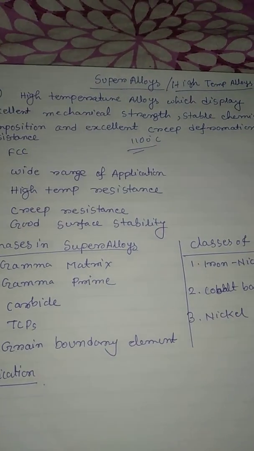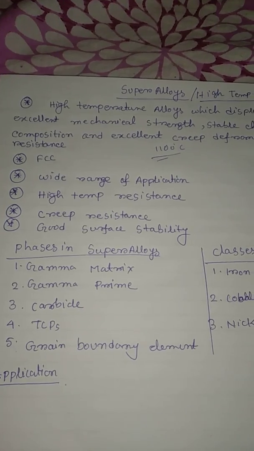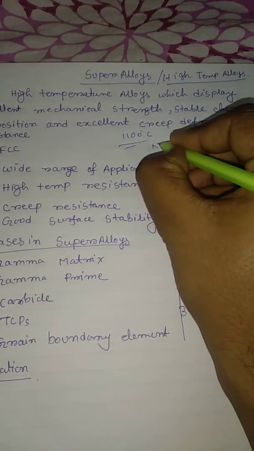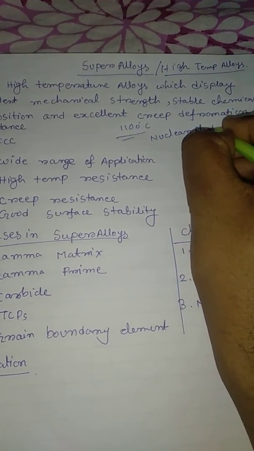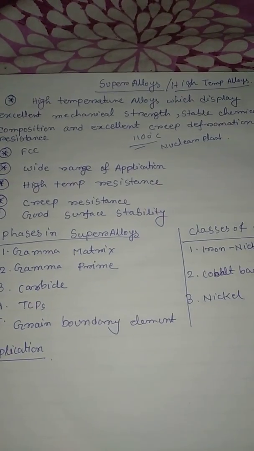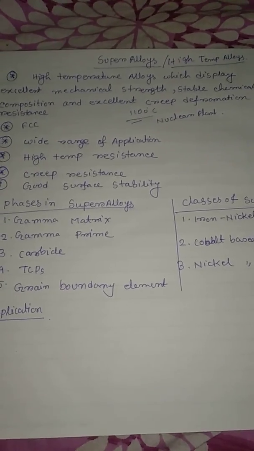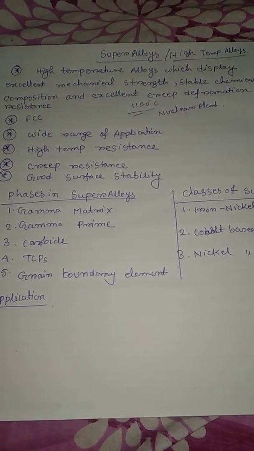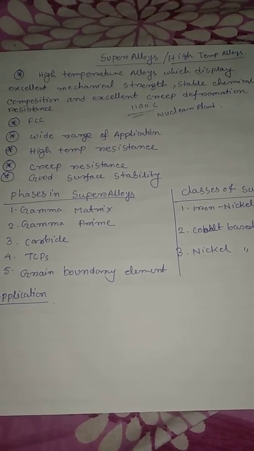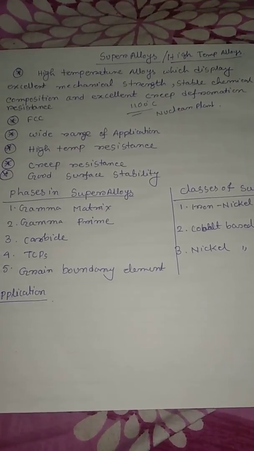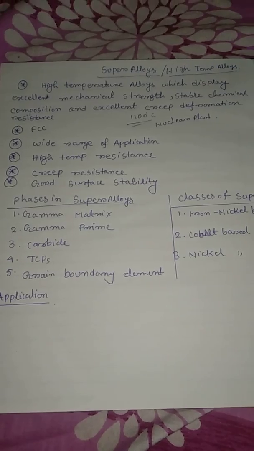And these alloys are used in nuclear plants, because in nuclear plants the temperature is very high. So the material used should resist high temperature conditions. Superalloy or high temperature alloy is suitable for that.